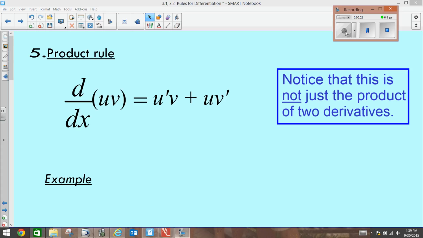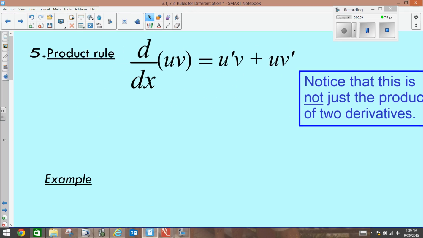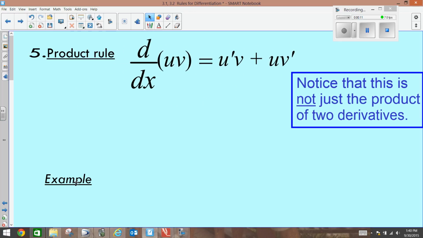Okay, here we go. This is the page I'm going to start with. I want to give you the rest of the shortcut rules, and then I will do some examples of some applications, I guess. Okay, so the next one is the product rule.